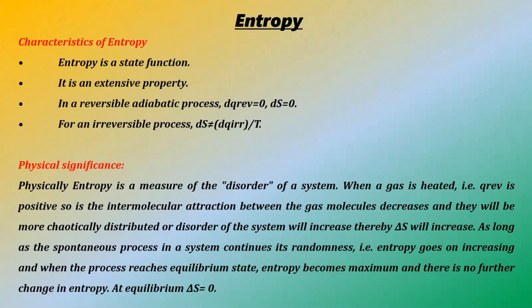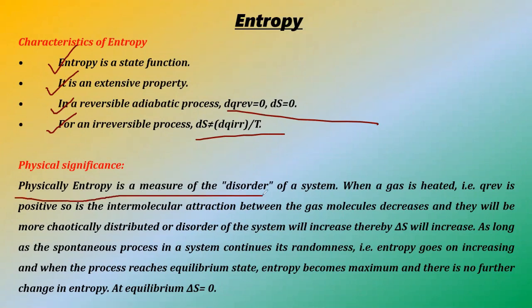Here we are seeing the characteristics of entropy. The first characteristic is that it is a state function. The second one is that it is an extensive property. The third one is that it is defined for a reversible process. Yes, we know this. The fourth one is that for an irreversible process, dq irreversible by T is not equal to delta S. So these are the four characteristics that are very important for us. We need to remember. Next comes the physical significance of entropy.